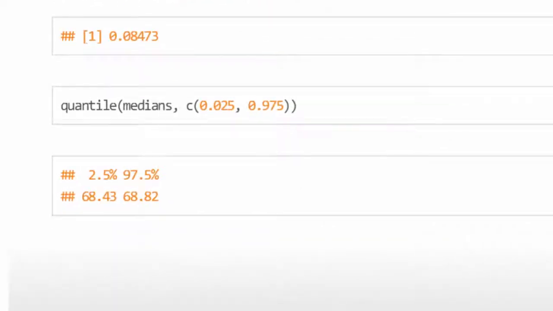If we want a confidence interval for the median, I'm going to take my vector of resampled medians and simply take the quantiles. I want a 95% interval, so I'm going to take the 2.5th and 97.5th quantiles. It gives a fairly tight confidence interval in this case because there's lots and lots of observed data.